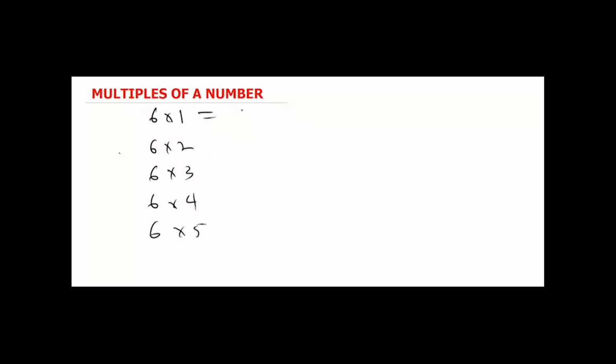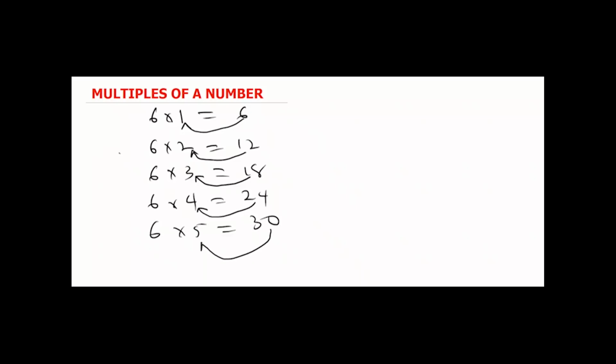So this will give us 6, 12, 18, 24, and 30. So that means 6 is the first multiple of 6, then 12 is the second multiple of 6, 18 is the third multiple of 6, 24 is the fourth multiple of 6, and 30 is the fifth multiple of 6. So that means the positive integers here tell us the position of each of these multiples. So the first five multiples of 6 will be 6, 12, 18, 24, and 30.